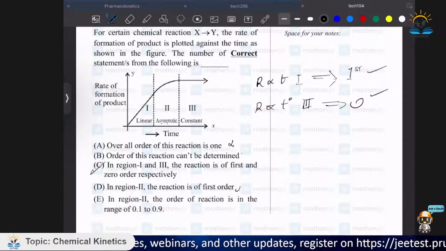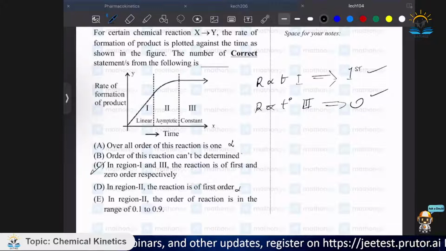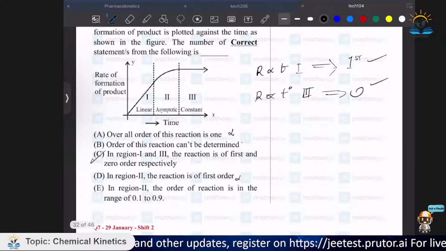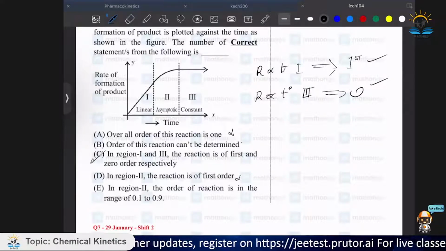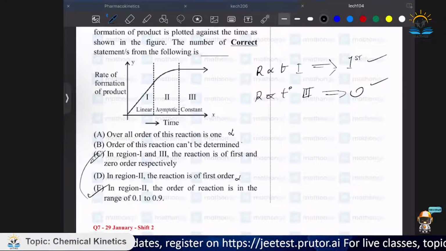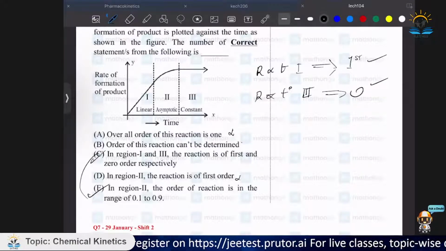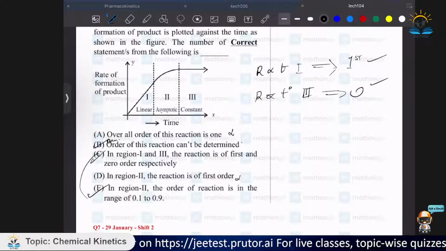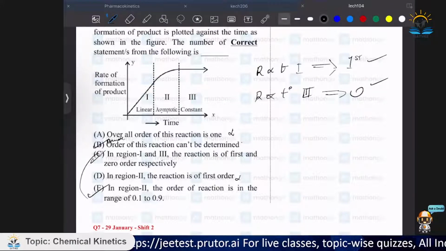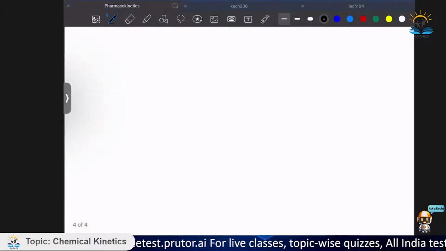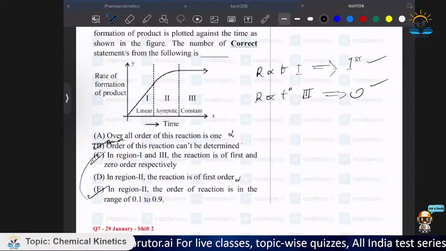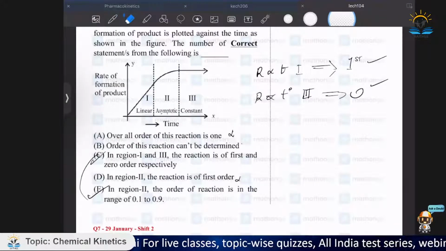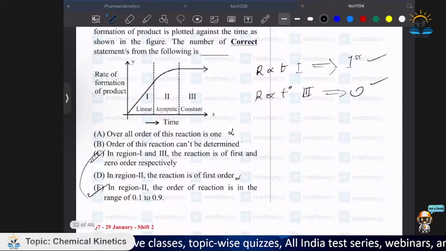In region 2, the order of reaction is of first order. Region 2 we can't really determine. Region 2, the order of reaction is in the range of 0.1 to 0.9. Yeah, this is correct. Like C and E is correct. Even overall order of the reaction, if it is overall, it can't be determined. But since they have written just order, we are saying that C and E are the correct statements.